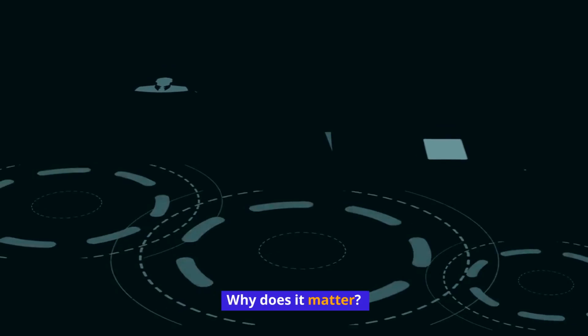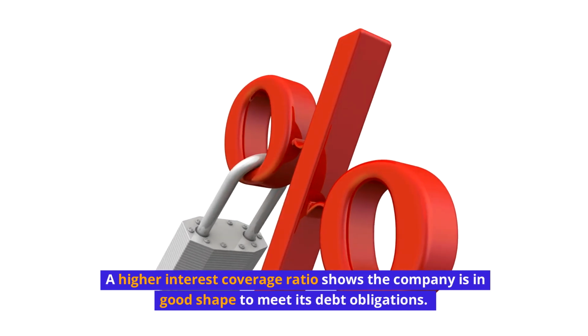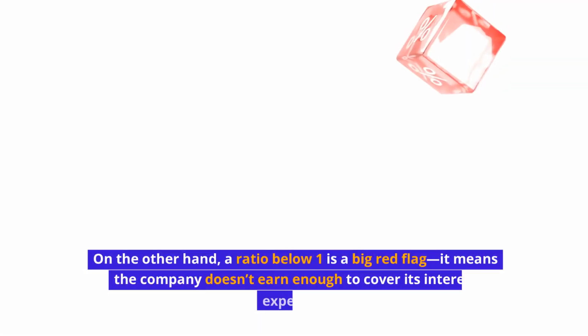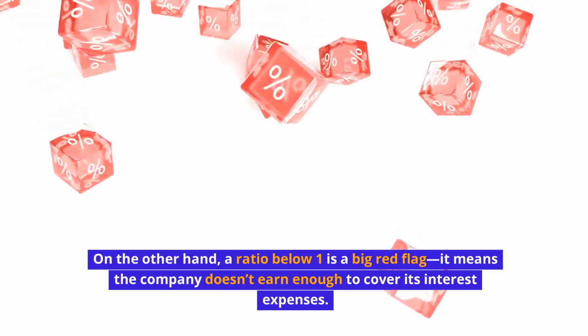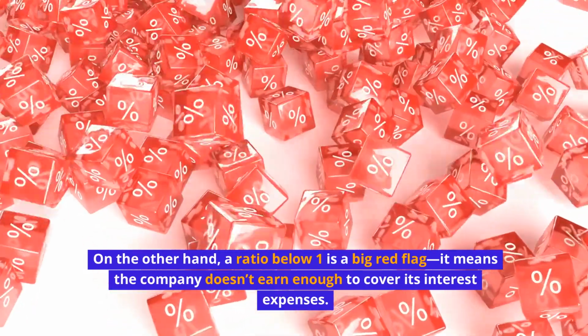Why does it matter? A higher interest coverage ratio shows the company is in good shape to meet its debt obligations. On the other hand, a ratio below 1 is a big red flag. It means the company doesn't earn enough to cover its interest expenses.